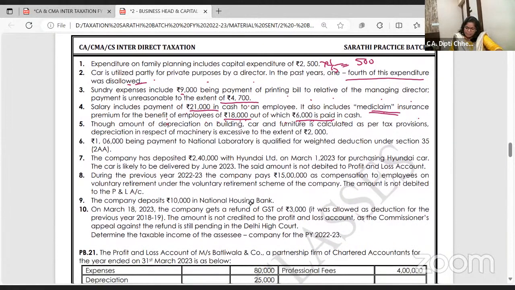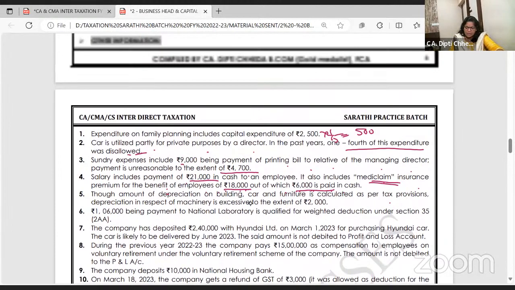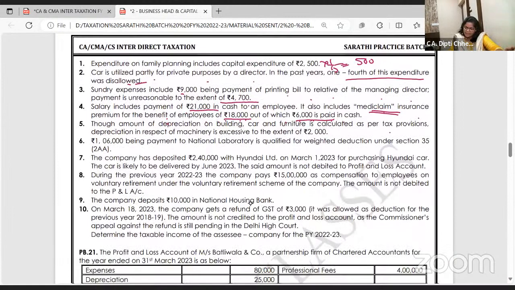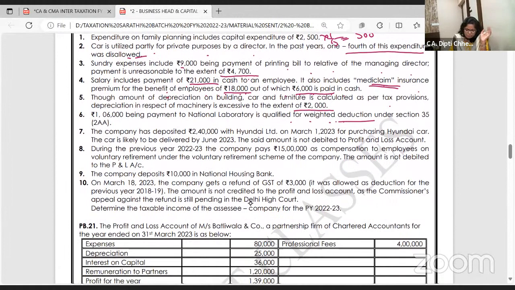Though amount of depreciation on building, car, furniture is as per income tax, so we will not add back this depreciation. That is correct. Okay, right. It is in excess by 2,000. So only excess depreciation, which is excess as per the block of asset method, you add that. National laboratory is qualified for weighted deduction, but there is no weighted deduction. 100% scientific research is allowed.